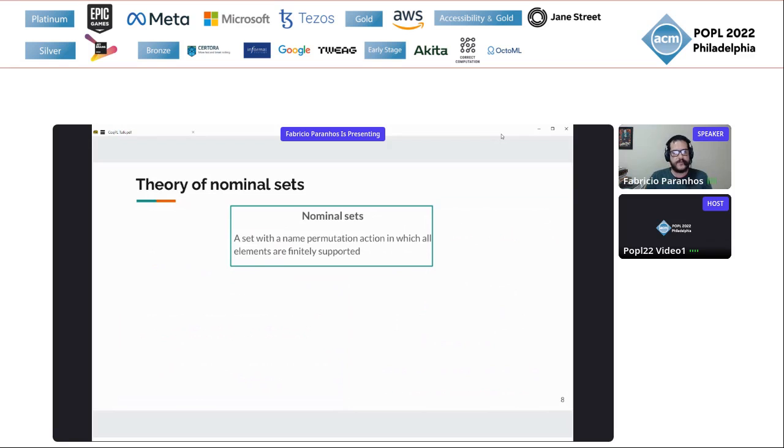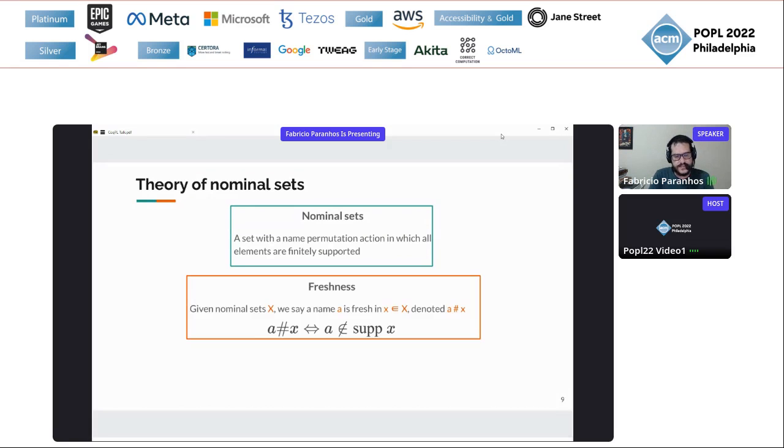And so, given support, we can define a nominal set as just a set with a name permutation action, in which all elements are finitely supported. And so we can speak about freshness, and freshness we can define pretty easily from nominal sets. Given a nominal set X, we say that a name is fresh for an element of this set, and here we denote it by this symbol, saying A is fresh for X, if A doesn't belong to the smallest support of X.